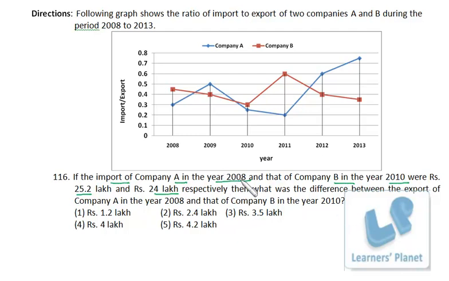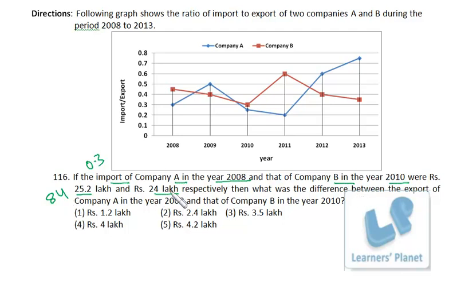Okay, so in 2008, the import export ratio of company A is 0.3, right? That means import is 30% of export, right? Now import is 25.2 lakh, and that is actually 30% of export. That means export must be 25.2 divided by 0.3. So it must be 84 lakh, right? So export of company A in year 2008 is 84 lakh.